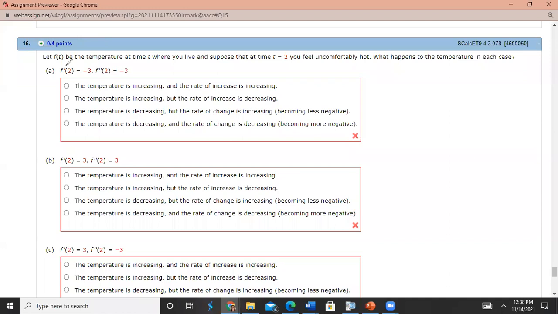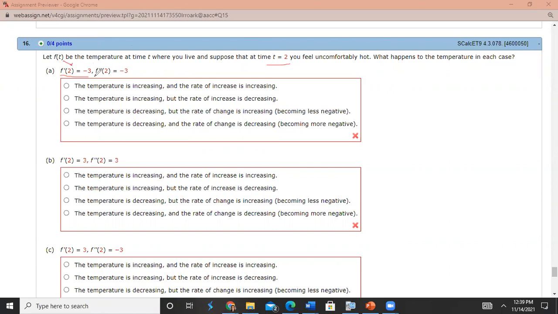16 says, let F of t be the temperature at time t where you live, and suppose that t equals 2. At time t equals 2, you feel uncomfortably hot. What happens to the temperature in each case? So this is saying that the change in the temperature at t equals 2 is going down. At t equals 2, you're very hot, but thinking about the instantaneous rate of change at 2, it's -3. So it's decreasing.